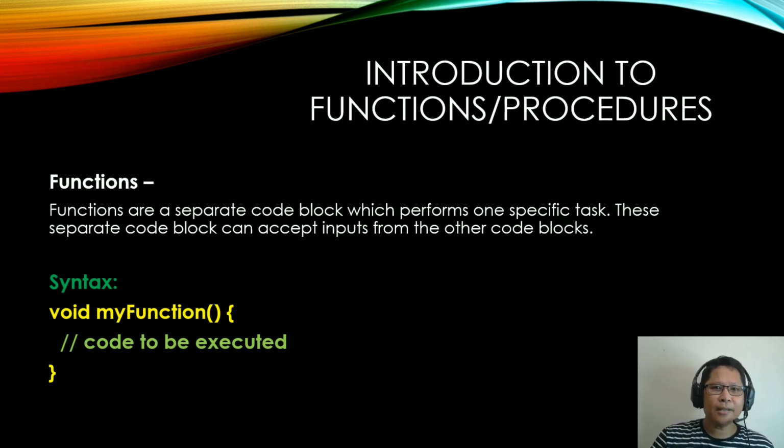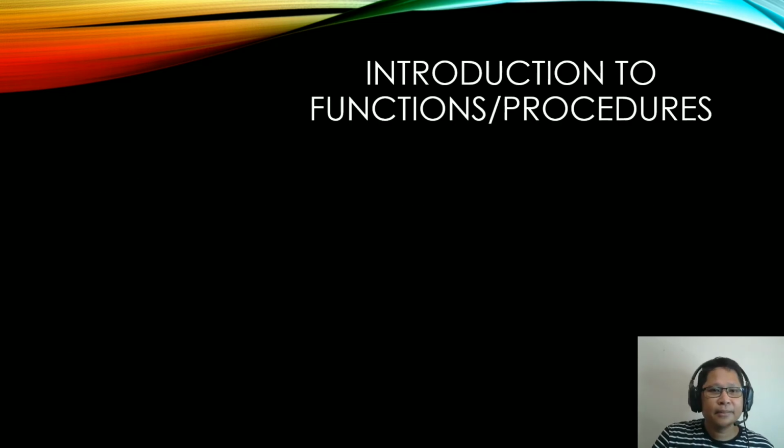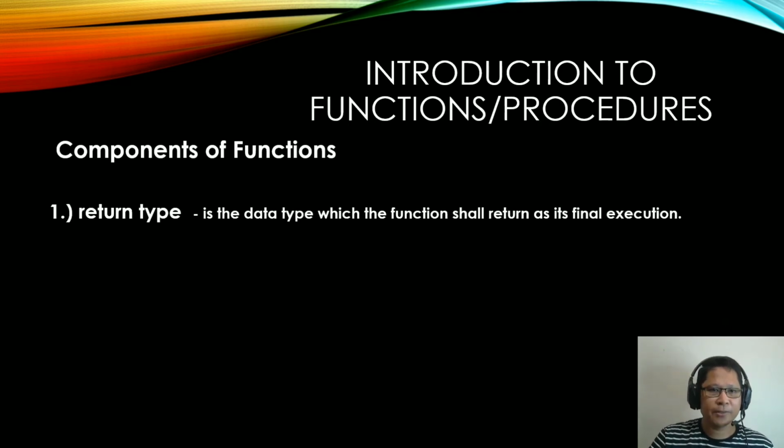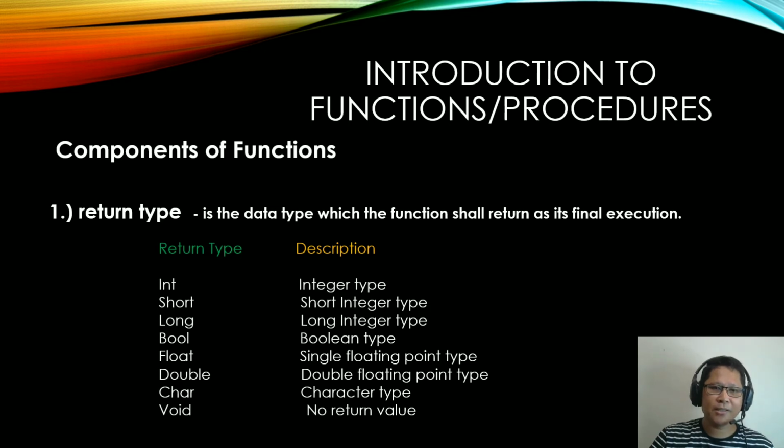We can understand this as we go along with this topic. This is the syntax of a function. It's a void function. So the function, and then the body is here. So the components of functions. Number one component of a function is the return type. The return type is the data type which the function shall return as its final execution.